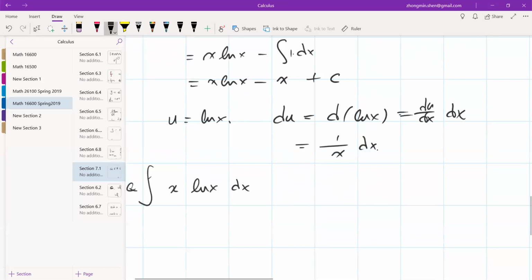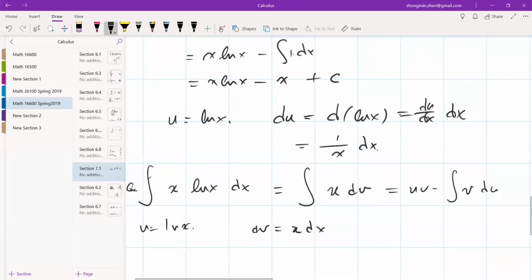I want to express it in the form of u and dv. So I want u to be natural log of x, because when I differentiate, I can get rid of the natural log first. Then how about dv? Well, I have x there. I cannot let v be x, so dv should be x dx.